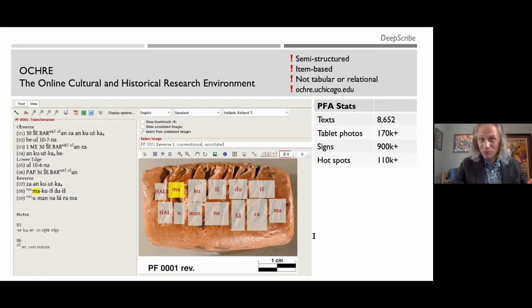The initial purpose of this hotspotting was to create something of a pedagogical tool to demonstrate to viewers the alignment of the text and the photo. So on the slide, you may be able to see that I've clicked on the sign MA in line 8, MA. The corresponding hotspot lights up in the image. So either by clicking on the text transliteration or on the image, a viewer can see the correlation displayed using these hotspots. What we didn't realize about these hotspots is that we were also creating a potential training set for a machine learning algorithm.